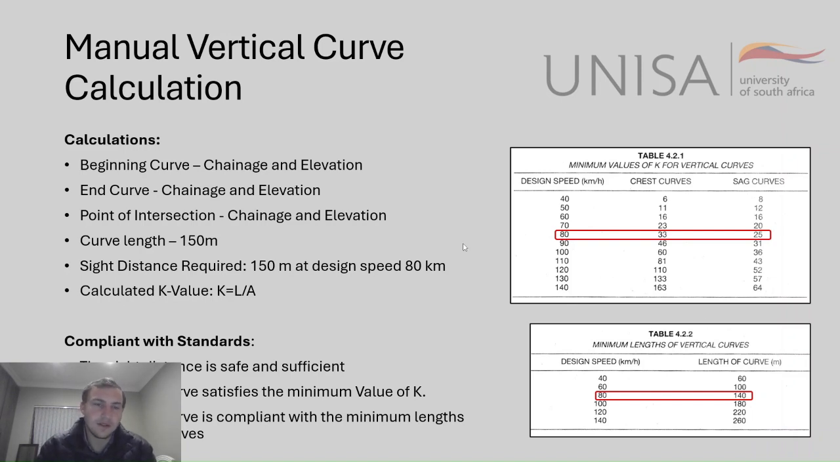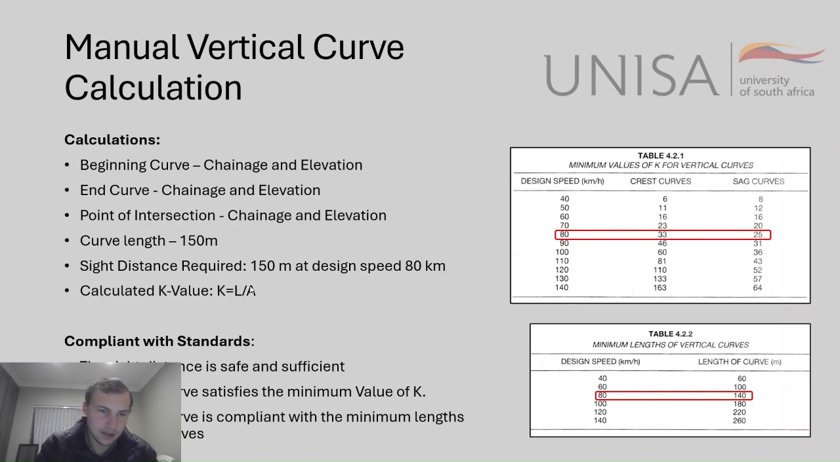change in elevation, end curve, change in elevation, point of intersection, change in elevation, all was calculated manually. Please refer back to the report. All the calculations are in there. The curve length 150 meters, and then the sight distance required 150 at a speed of 80 kilometers an hour. So that's our design speed for the road, and our required sight distance is 150.